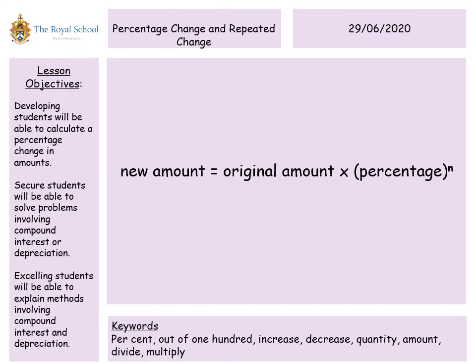It'd be really worth you writing this down in your notes. So when you're working out this compound interest, the new amount is the original amount multiplied by the percentage change to the power of n. Now, obviously we don't know what n is yet, so I'm going to give a couple of little provisos for this formula that may well be worth annotating your notes with as well.